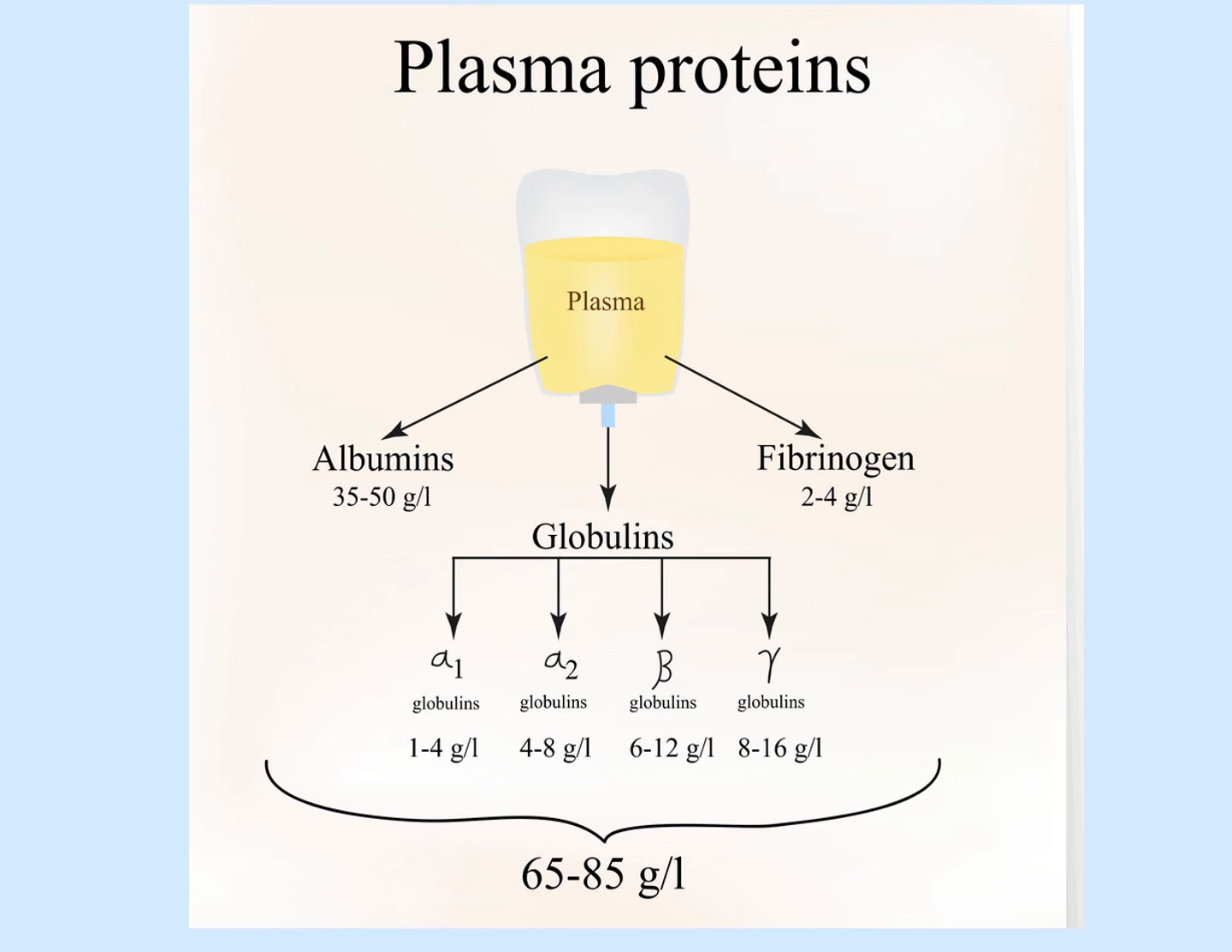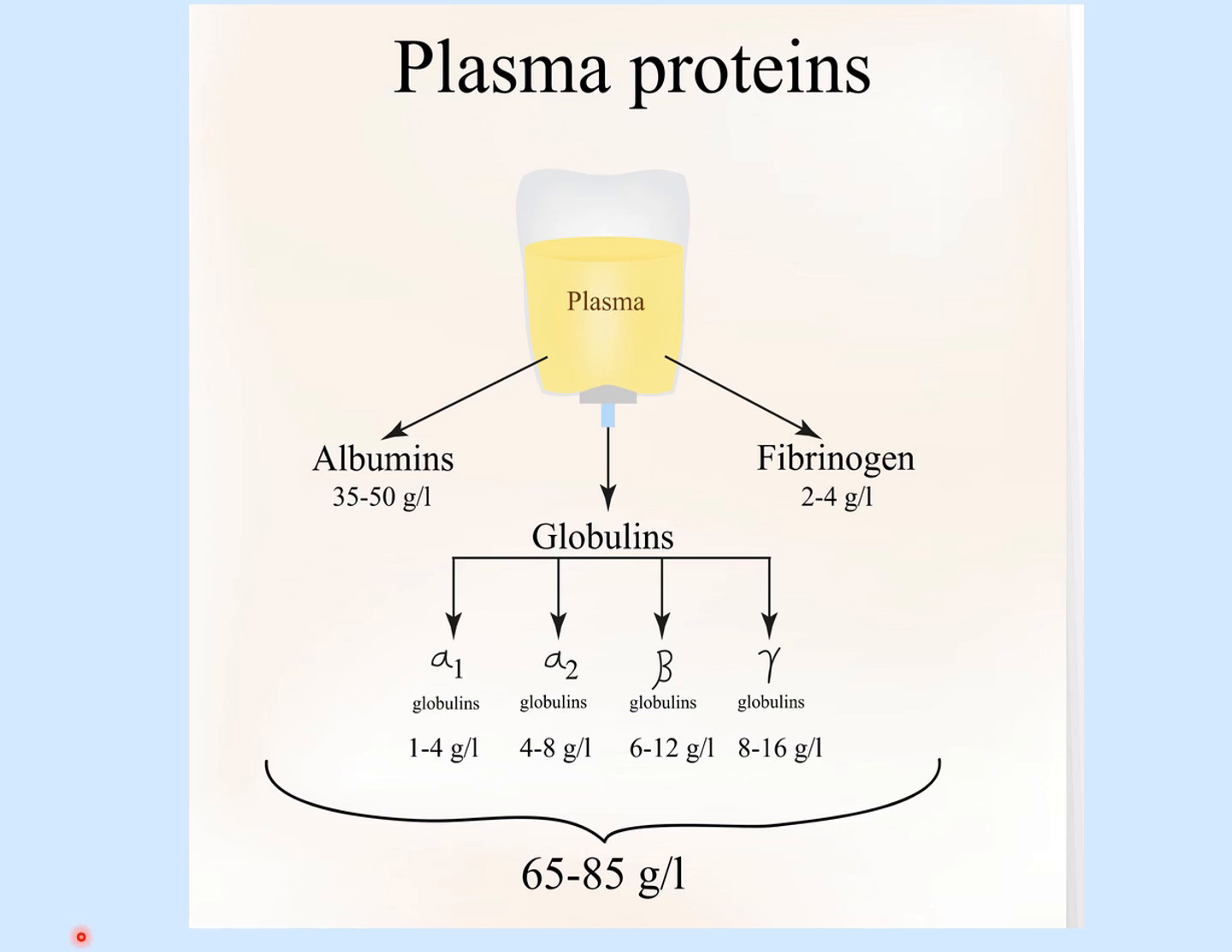And here you can find information about concentration of proteins. Total concentration of protein in blood is 65 to 85 gram per liter. Approximately 50% of all proteins are albumins. Concentration of albumins is from 35 to 50 gram per liter. And albumins really are very important proteins, because albumins have more functions than separate fractions of globulins.